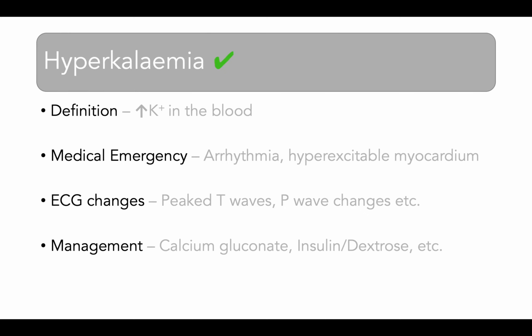Okay, well done everyone. That was hyperkalemia. So we defined it. We talked about why it's a medical emergency with arrhythmia and the concept of a high resting membrane potential. We looked at the ECG changes: peaked T waves, PR prolongation, loss of P wave, QRS widening, sine wave, and eventually asystole. And we also looked at the management with calcium gluconate, insulin dextrose, salbutamol by nebulizer, and calcium resonium.